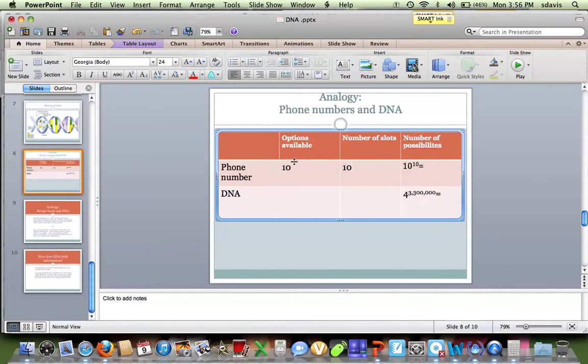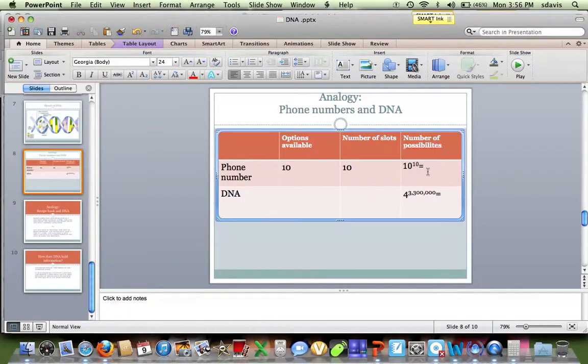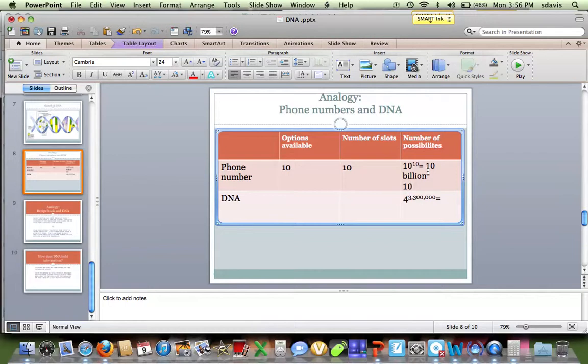If you take the number of options available and raise it to the power of the number of slots, let's find a calculator here. If I take 10 and raise it to the power 10, I get, what is this? 10 billion options. I'm going to actually write this out: 10,123,123. There we go. 10 billion possibilities for phone numbers.